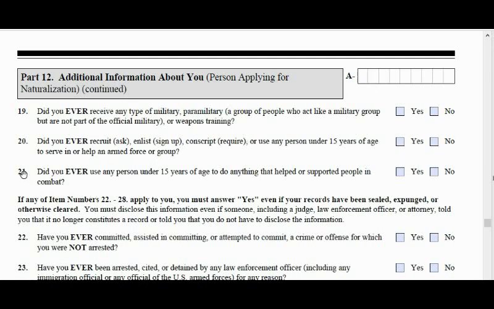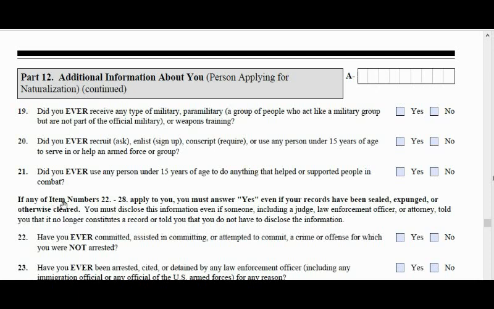Okay. On 21, did you ever use any person under 15 years of age to do anything that helps or supports people in combat? Okay. So if you have ever been in that situation, or you ever used a person, like a child under 15, for those types of activities, then you're gonna check yes. If it's no, check no. Okay.